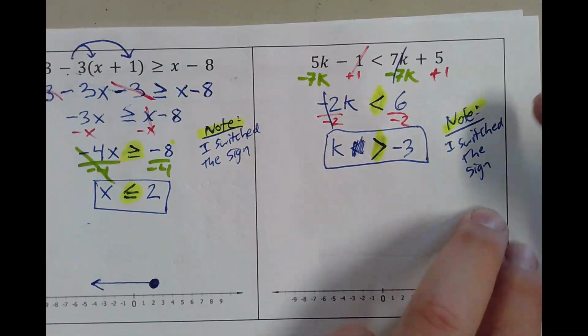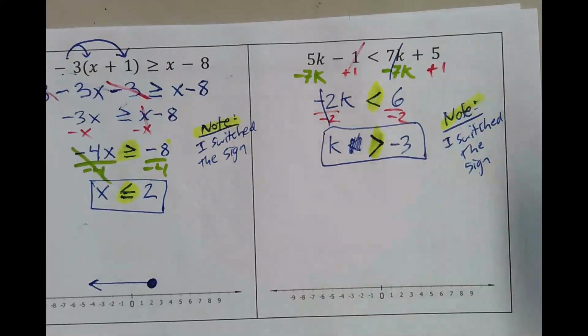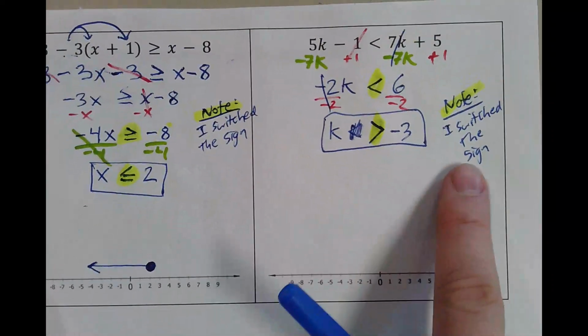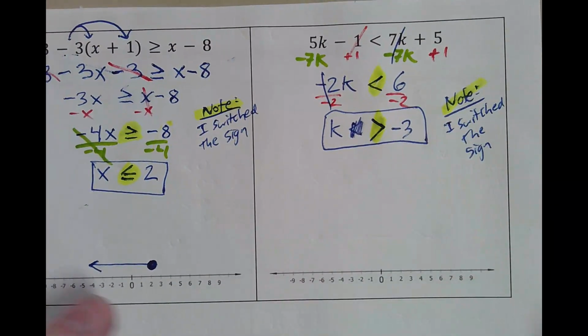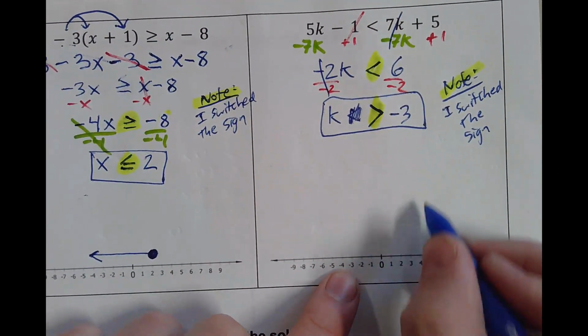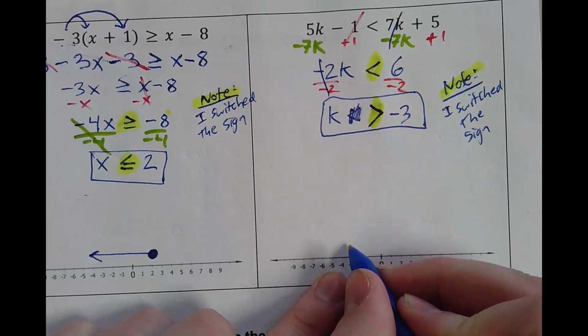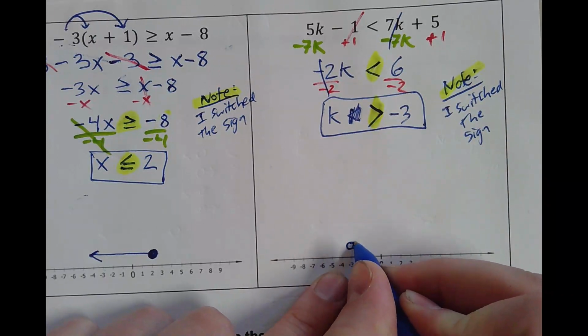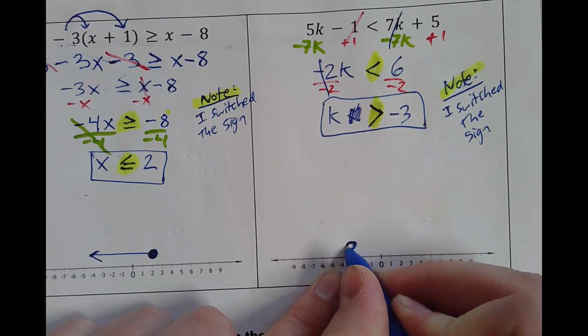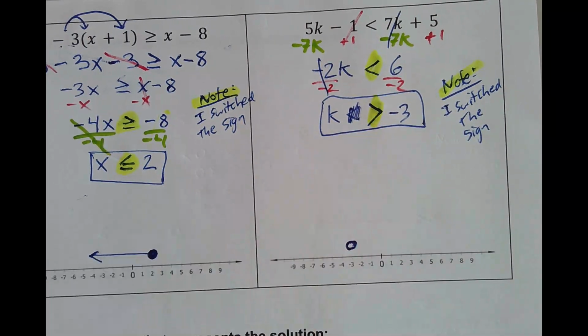It's just a little extra. If you want to be extra, write this down, and it'll show that, wow, you really get this. Okay, I'm going to put a boundary point on negative 3. It's going to be an open circle since it's less than or greater than. Greater than in this case.